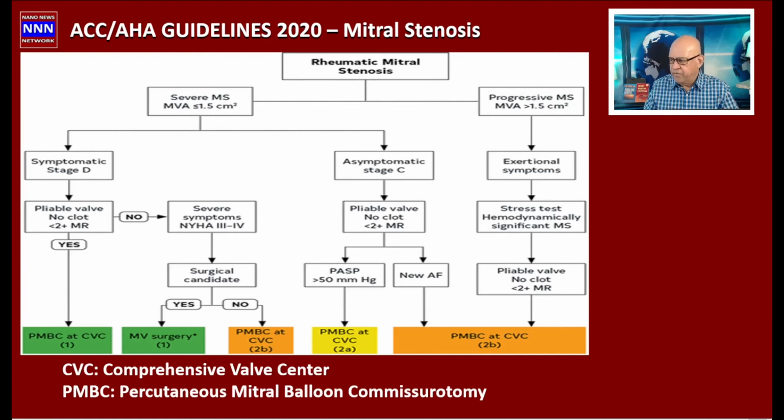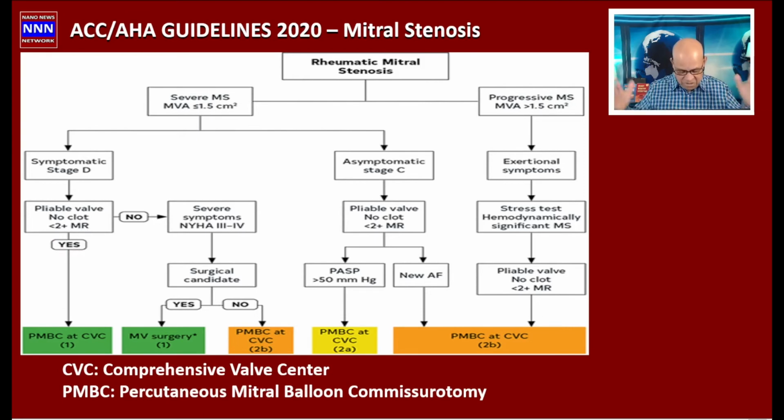Okay, now we are finally at this point. Rheumatic mitral stenosis, severe mitral stenosis, as characterized by mitral valve area less than 1.5 centimeters, or preferably less than 1 centimeter square. And remember, I talked about symptomatic stage D, the one who has a mitral valve area less than 1.5, pressure half time probably greater than 200 milliseconds, along with pulmonary hypertension, if the leaflets are pliable, and if there is no clot in the atrial appendage, and if the mitral regurg is less than 2 plus.